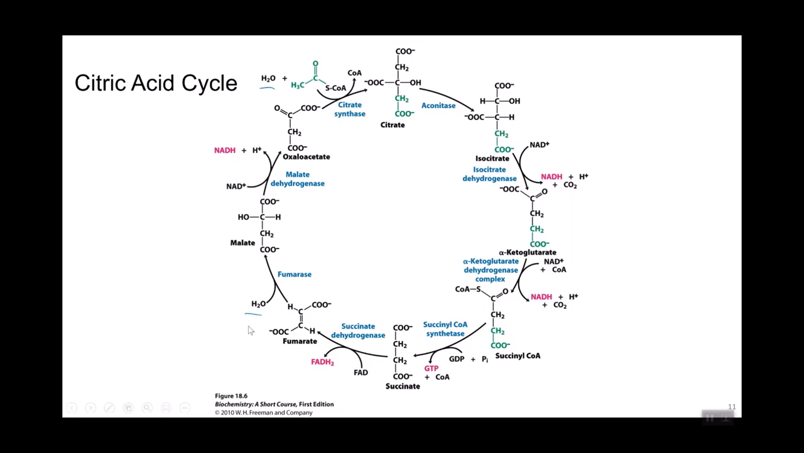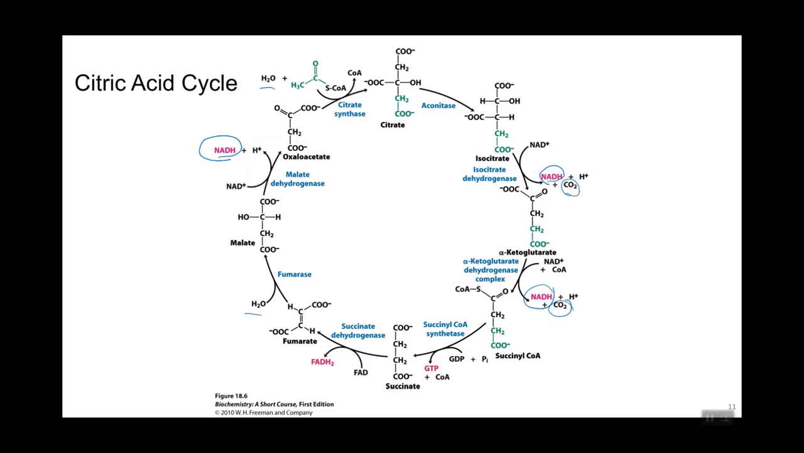We're also going to produce 2 carbon dioxide molecules in stage 1. So that's going to be down here at step 3 and 4. And we're also going to be making 2 NADHs there, as well as another NADH by malate dehydrogenase. So a total of 3 NADHs.